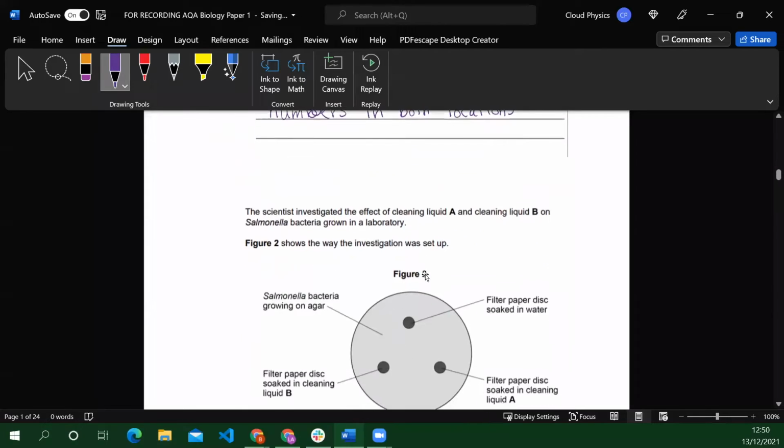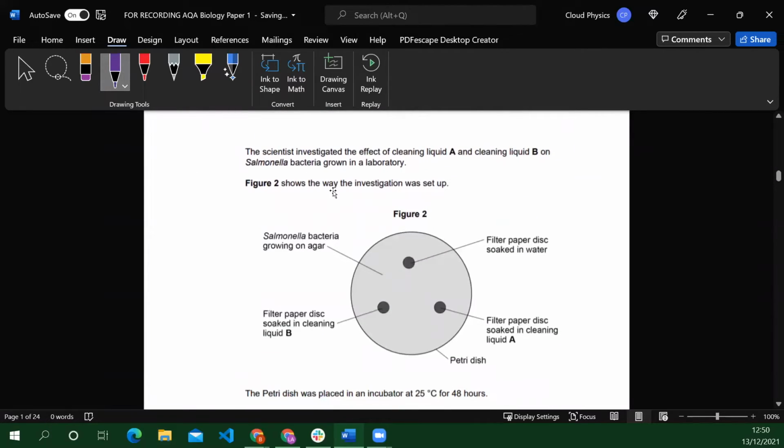Okay. Let's have a look. The scientists investigated the effect of cleaning liquid A and B on salmonella bacteria grown in a laboratory. Figure 2 shows the way the investigation was set up. So salmonella bacteria growing on agar, it's like a petri dish, filter paper disc soaked in water, that's a control, filter paper disc soaked in cleaning liquid B. That was our better one from before. Filter paper disc soaked in cleaning liquid A.